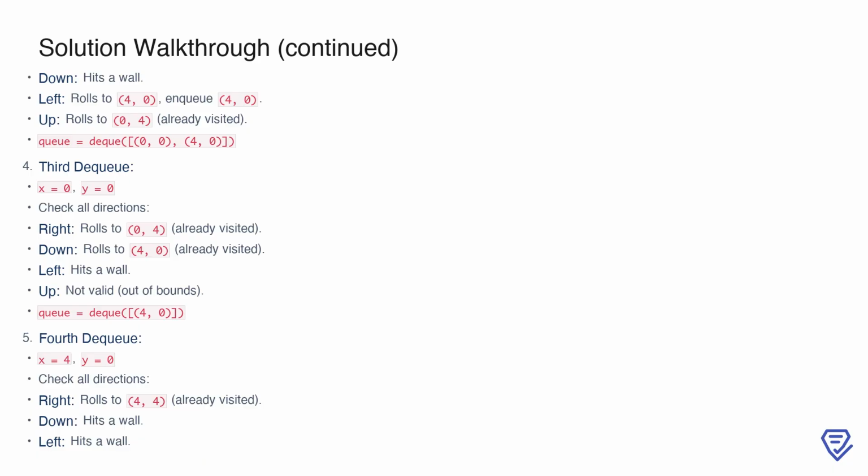Finally, we dequeue 4, 0, and evaluate its moves. Rolling right leads to 4, 4, which is visited. Moving down or left hits walls, but moving up rolls the ball to 3, 2, the destination.